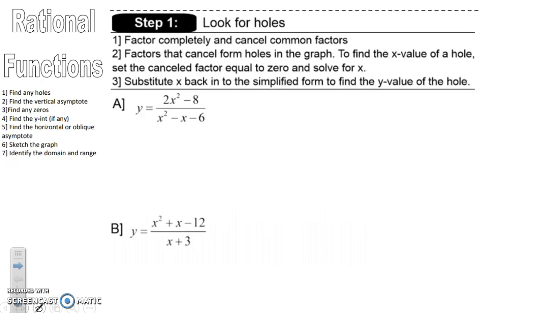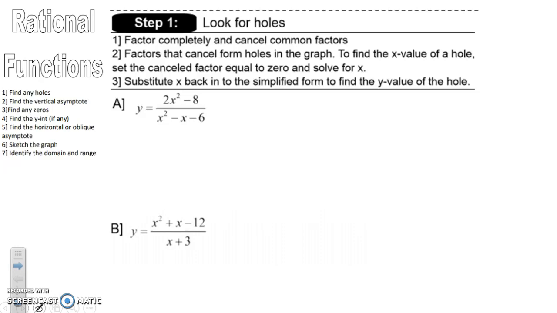So the very first thing that we're talking about is looking for holes. As you can see over to the side, you do have 7 steps whenever you are trying to graph a rational function. The very first step is to look for any holes. Well, holes happen whenever you can simplify a portion of your polynomial. This will give you the x value of the hole, and then you can also go ahead and find the y value. Let's go ahead and see an example.